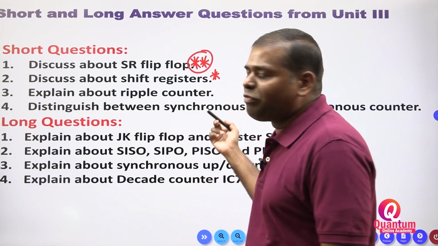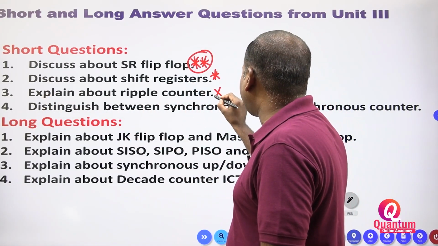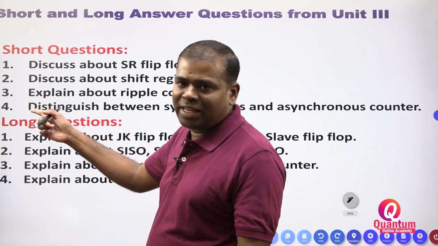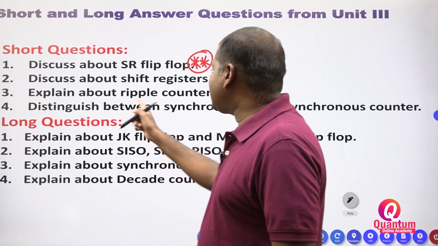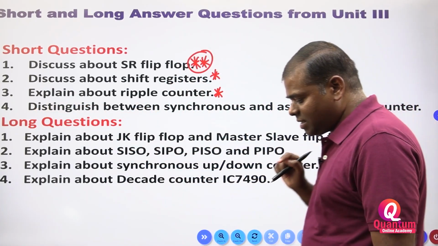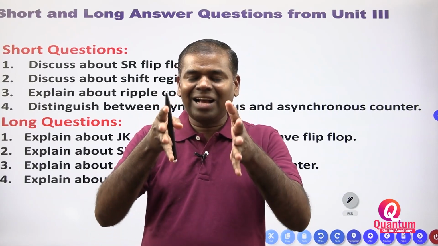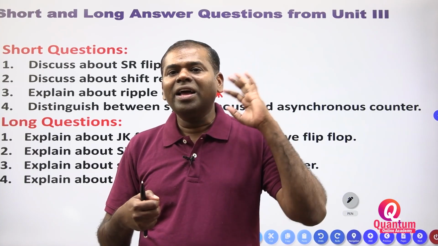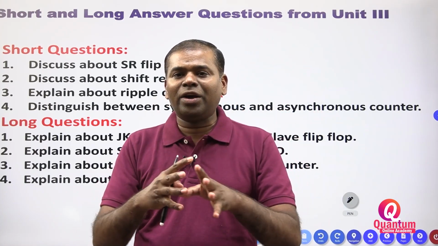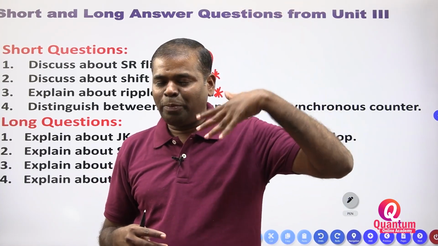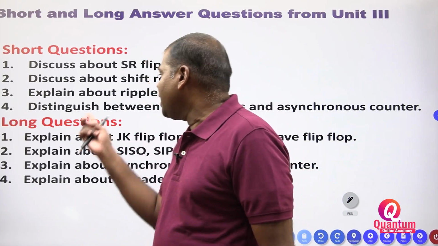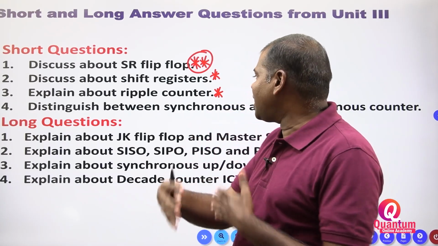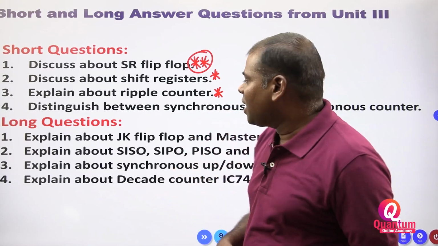Next, explain about the ripple counter. So ripple counter, synchronous ripple counter, asynchronous ripple counter also is there. You have to explain any one. Distinguish between the synchronous and asynchronous counter. Based on the clock, each and every register will get its own clock in one case, and only 1 clock you have to use for all of them in the other. So based on the clock only, we will distinguish between the synchronous counter and asynchronous counter.